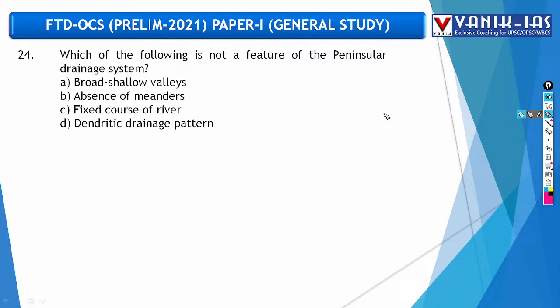Which of the following is not a feature of the peninsular drainage system? Peninsular drainage system. Broad shallow valleys, absence of meanders, fixed course of river, and dendritic drainage system. See, broad shallow valleys, this is a feature of the peninsula.